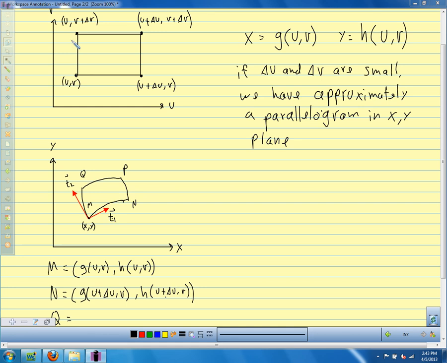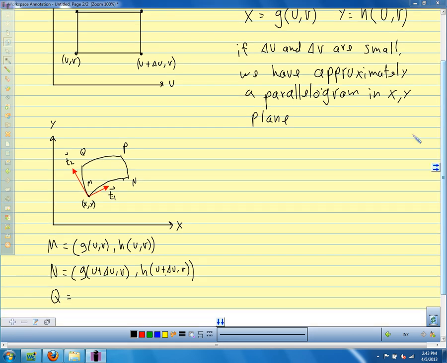And then point Q is going to correspond to this coordinate here. So point Q is going to be g of u, v plus delta v, and h of u comma v plus delta v.